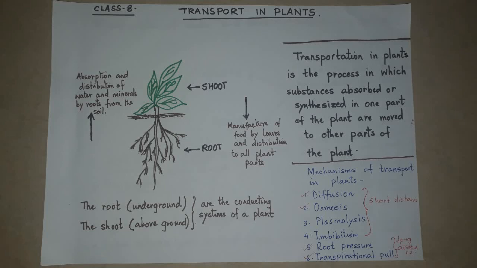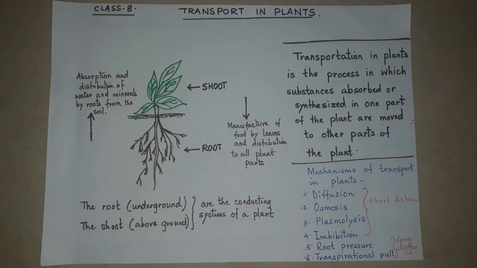How is it done? It is done by the two systems, the shoot system and the root system. What does the root system do? It does the absorption and distribution of water and minerals from the soil. And what does the shoot system do? It manufactures food and distributes it to all parts of the plant body. So, the root is the underground part and the shoot is the above-ground part, which are the conducting systems of a plant.